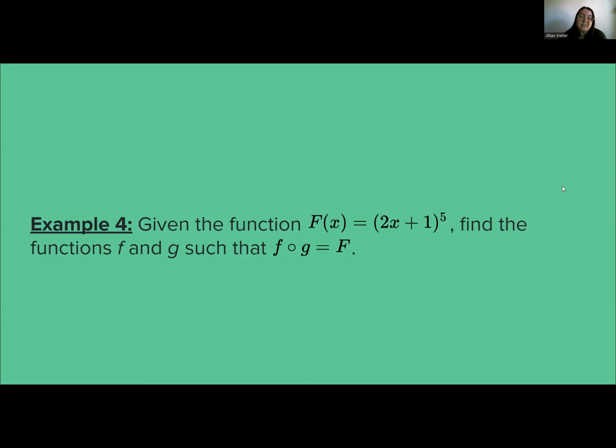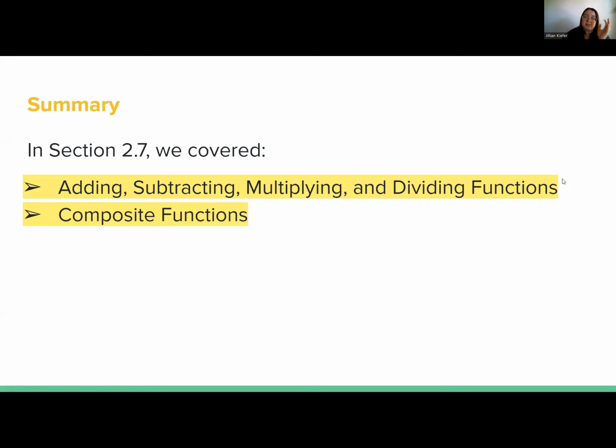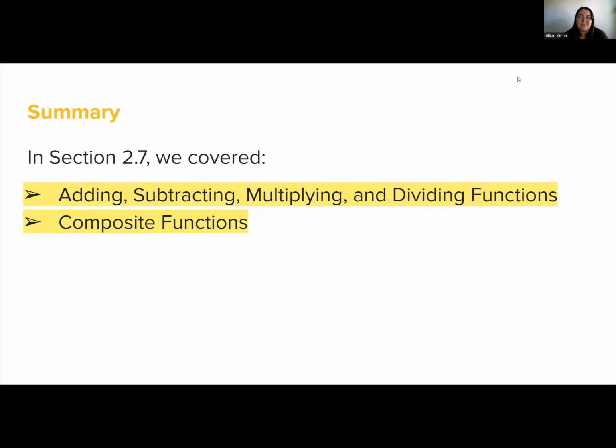All right, so we just finished up example 4, and that wraps up section 2.7. In summary, in section 2.7, we covered adding, subtracting, multiplying, and dividing functions, and we also covered composite functions. So we can now add composite functions into our arsenal of basic types of operations. All right, that was section 2.7, and I'll see you in the next one.